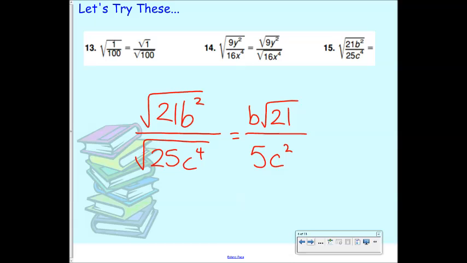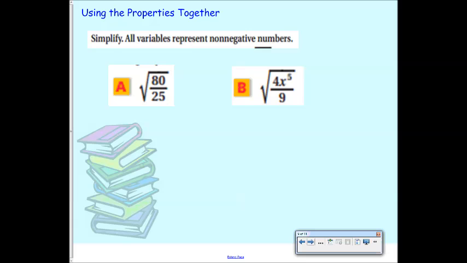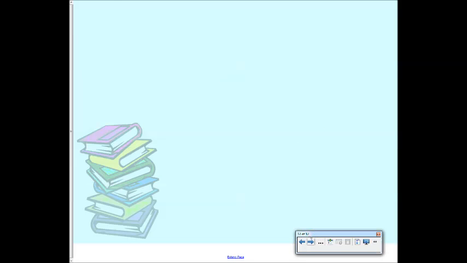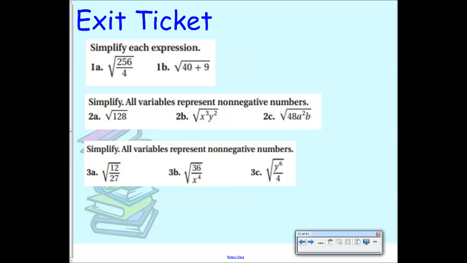That went very quickly today. All right, so on your exit ticket, I want you to do the ones I circle. So 1A, 1B, 2B, and 3C. Try 3A too. Okay, go do those 4 at your seats.